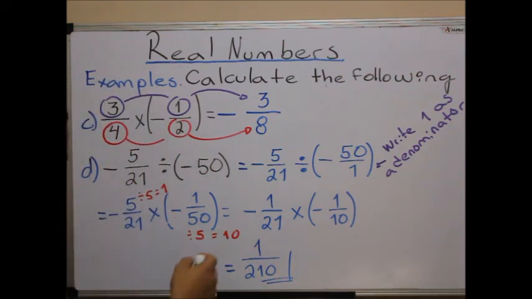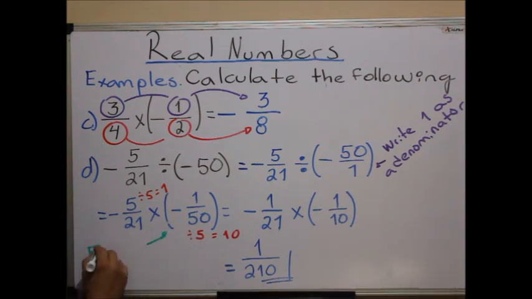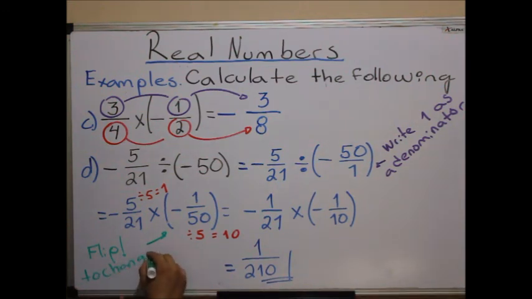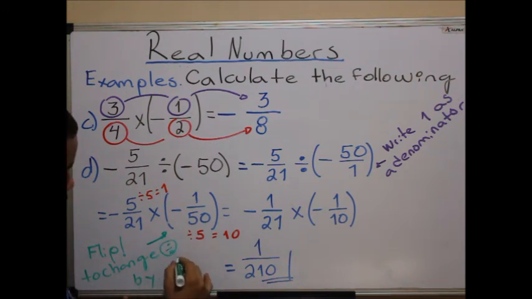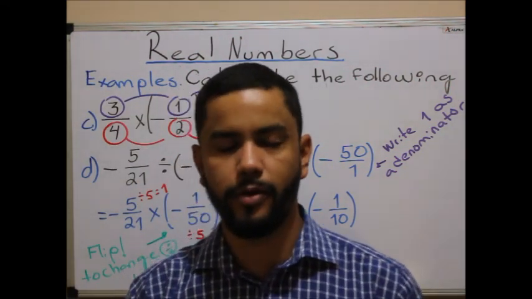Now we're going to write what we did here. We make a flip to change the division into the multiplication, like that. And we're done with those examples.